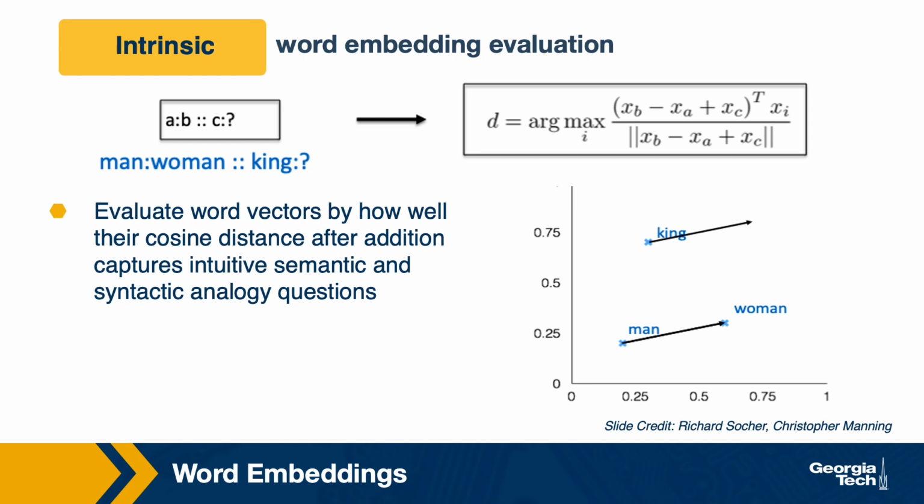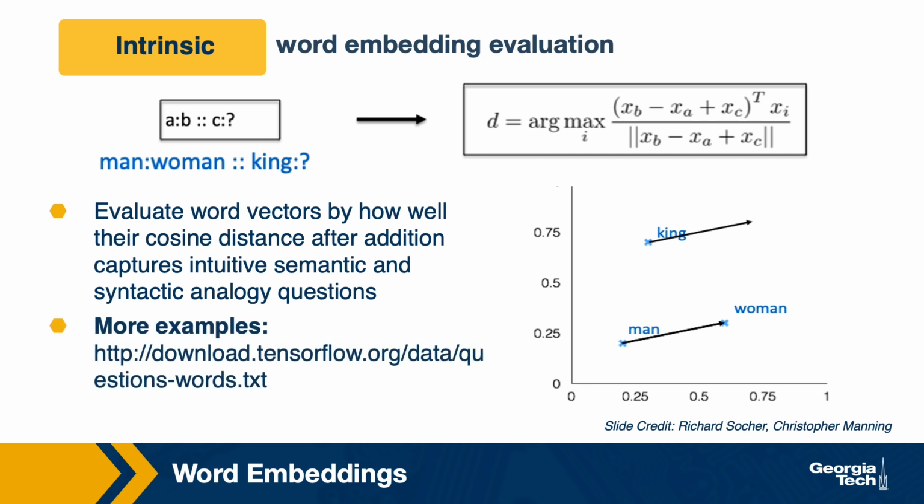Evaluate word vectors by how well the cosine distance after addition captures intuitive semantic and syntactic analogy questions. If you find the vector that satisfies the formula on the top right, you will find the vector is queen. This is really interesting, as you can find this type of relation by simply doing additions and subtractions of the word vectors. There are more examples in the following links that you can try out. For extrinsic evaluations, I will give several examples in the application sections.